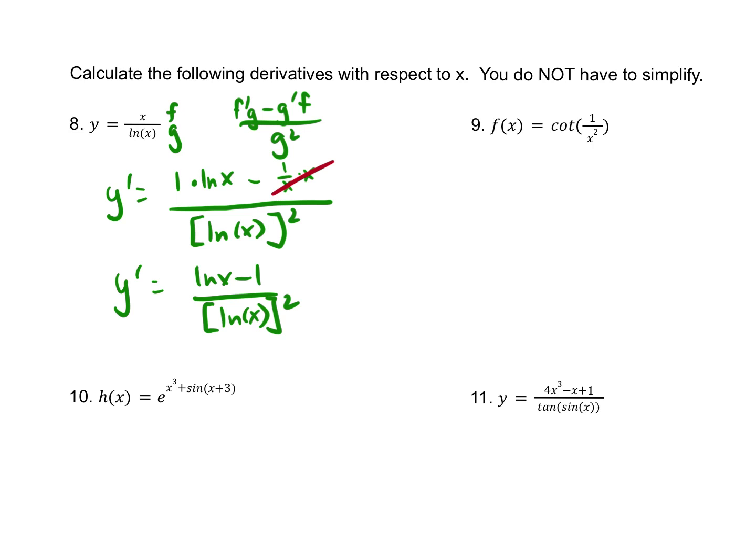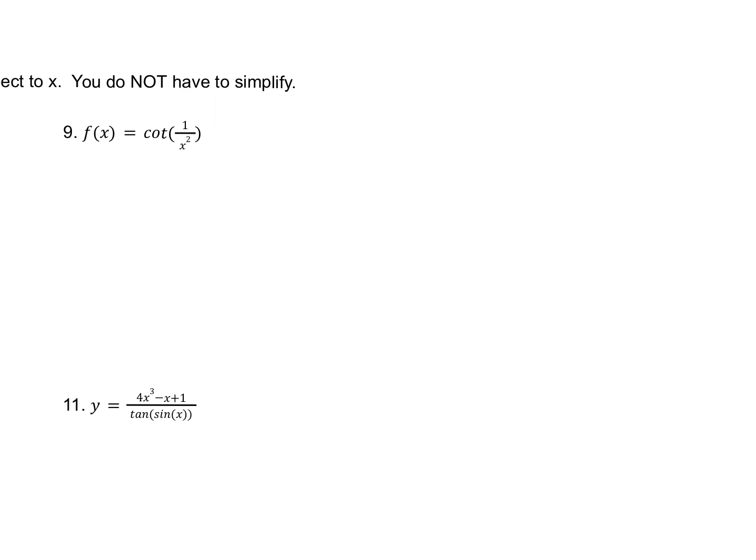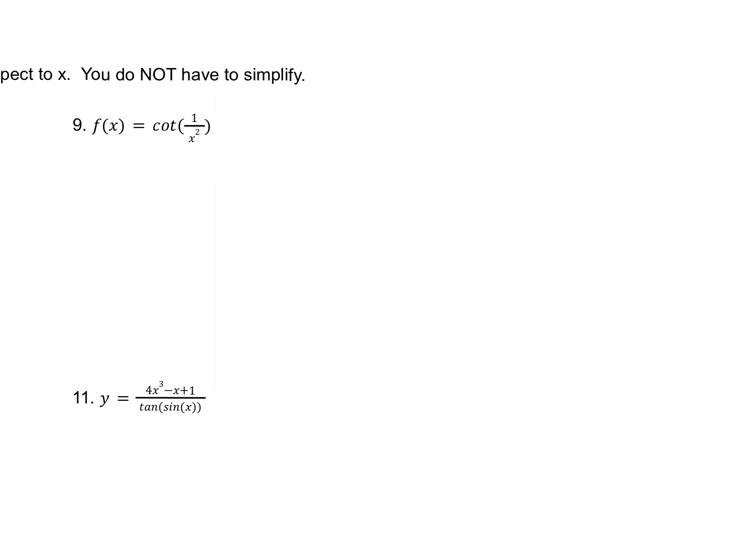All right, so if you look at 9, 9 has the form of a chain rule because it has something inside a function. So if I consider the inside u equals 1 over x squared, or I could think of it as x to the minus 2, then remember the derivative of the inside, u prime, would be negative 2x to the minus 3.